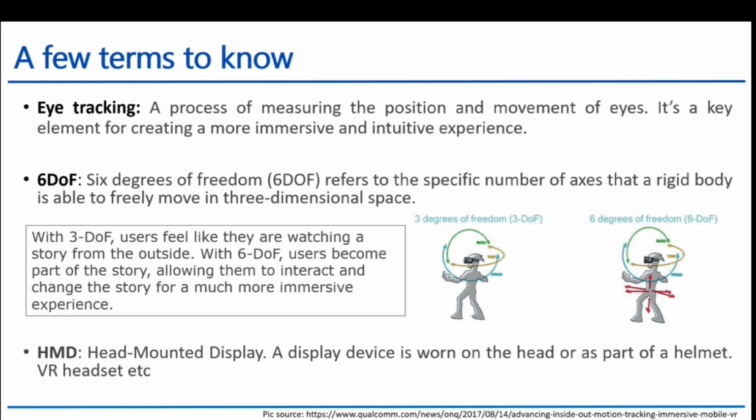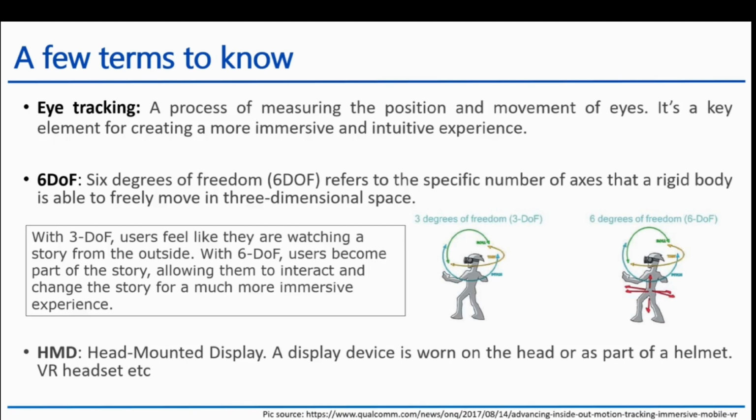Then there's something called 6DOF. I'm sure that this is a cool term that you can use whenever someone talks about virtual reality. So 6DOF is 6 degrees of freedom, which refers to the specific number of axes that a rigid body is able to freely move in, in three-dimensional space. So if you look at this image, there are two images there, right? So one is 3 degrees of freedom and another one has 6 degrees of freedom.